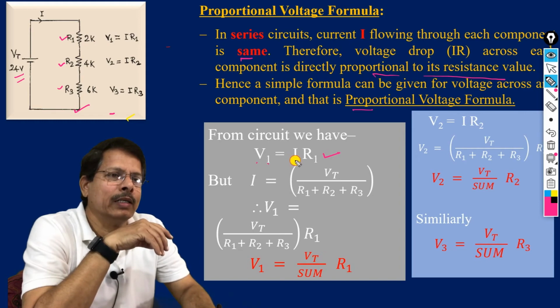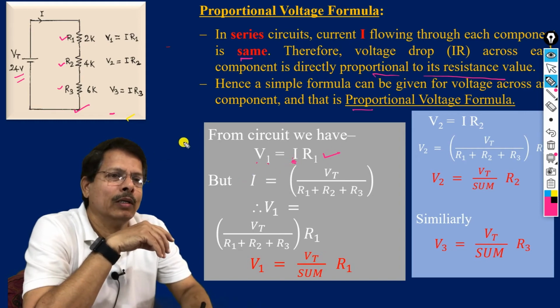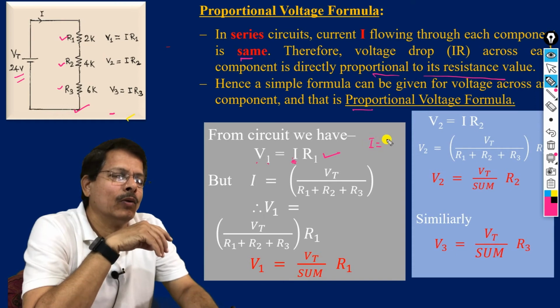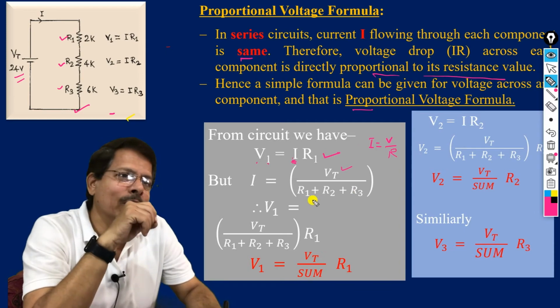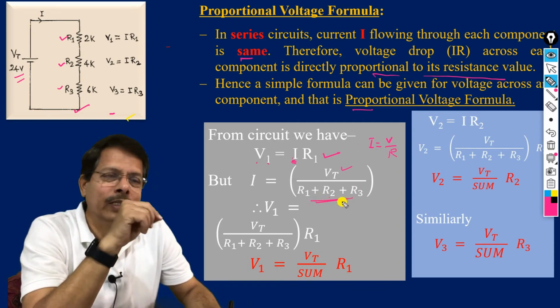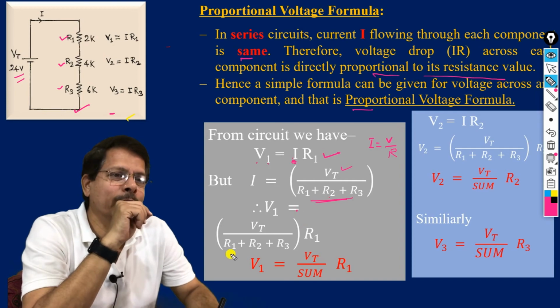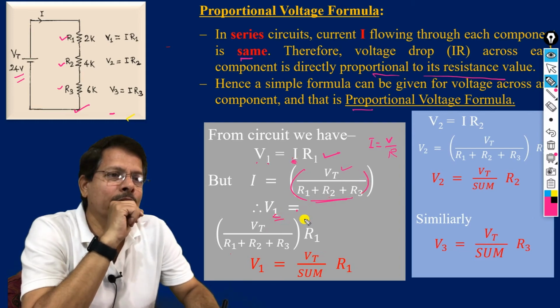But as I said, how will the current come? By Ohm's law, current is total voltage upon total resistance. So here I have taken VT, the total source, and the total resistance in the circuit. They are in series, therefore it's the sum R1 plus R2 plus R3. Here I have used that series formula, and therefore V1 can be expressed as V1 equal to... we substituted I with this, that's all. So if we put this in place of I, what will come? V1 equal to this thing, VT upon R1 plus R2 plus R3, into R1.